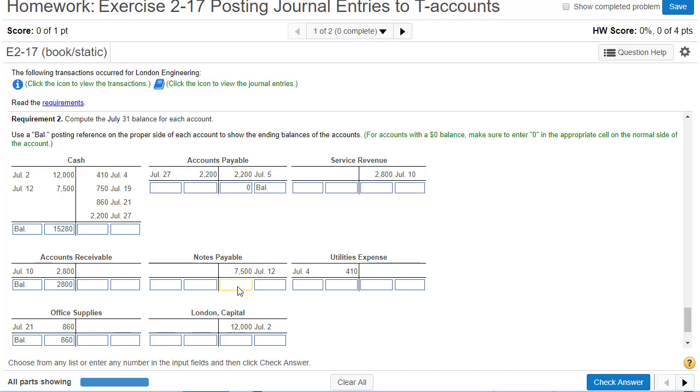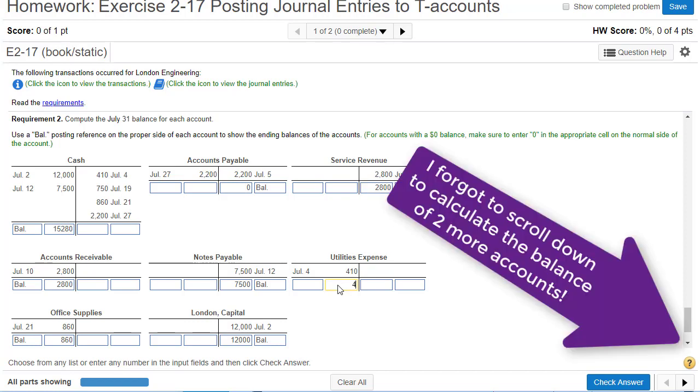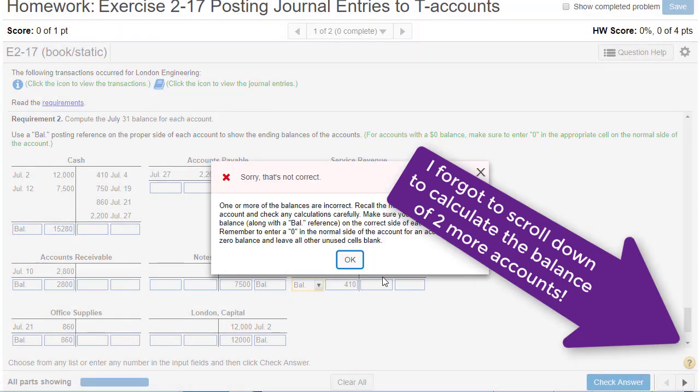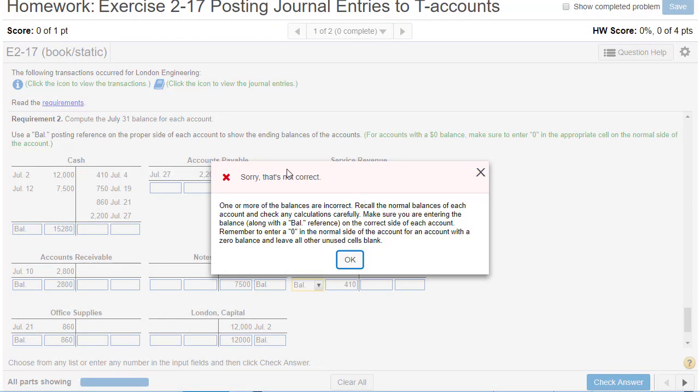Notes payable, we've got $7,500 of debt for notes payable. Capital, we've got $12,000 balance. And service revenue, which we record when we sell something, has $2,800 balance. And then our utilities has a $410 balance. One or more of the balances are incorrect. Now, it's important that you read these. Now I got to figure out where I screwed up. So one or more of the balances are incorrect.